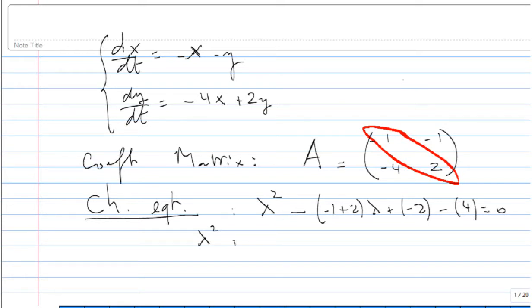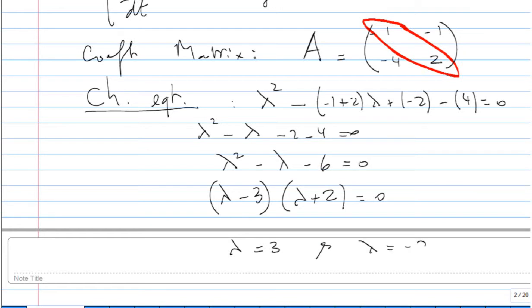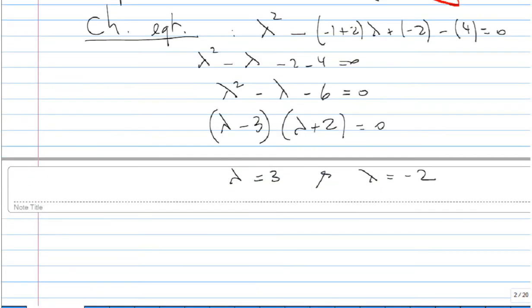So this minus 1 plus 2 is going to be plus lambda. Sorry, it's minus lambda. So it's minus 1 plus 2, so it's minus lambda. Minus 2 minus 4 equals 0, so it's lambda squared minus lambda minus 6 equals 0. And it is easy to see that this is lambda minus 3 times lambda plus 2 equals 0. So the two eigenvalues are minus 2 and 3.